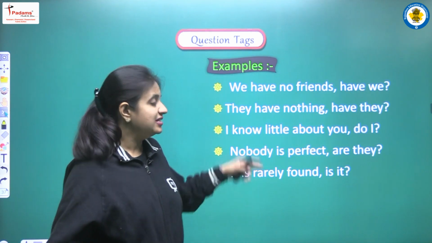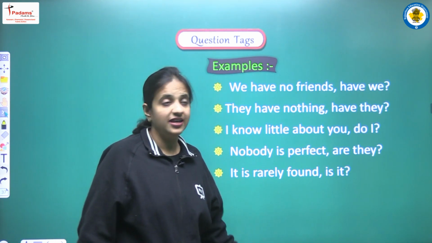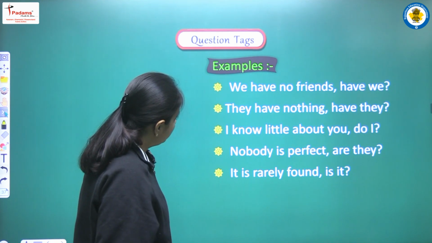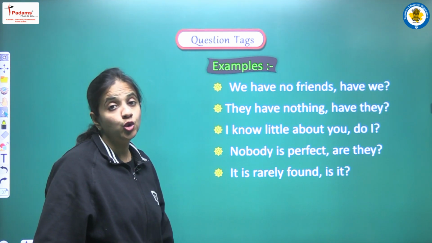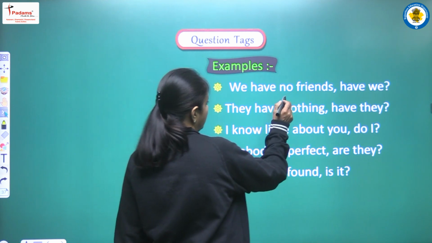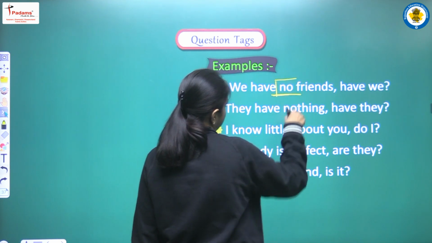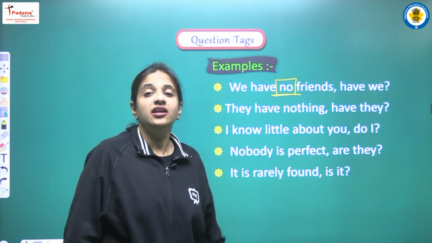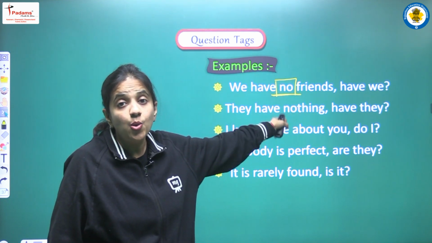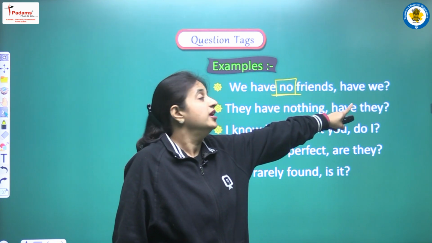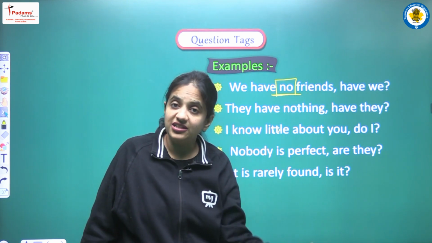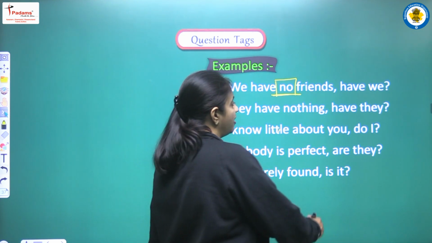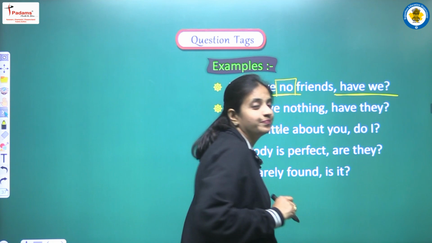So now we are having some examples here to clear this thing. So let's see. The first example we are having, we have no friends. So yes, we are having "no" here in this sentence. So because of this word, now this sentence is a negative one, and according to the rule, now we have to make one positive question tag here. So we are writing, have we.